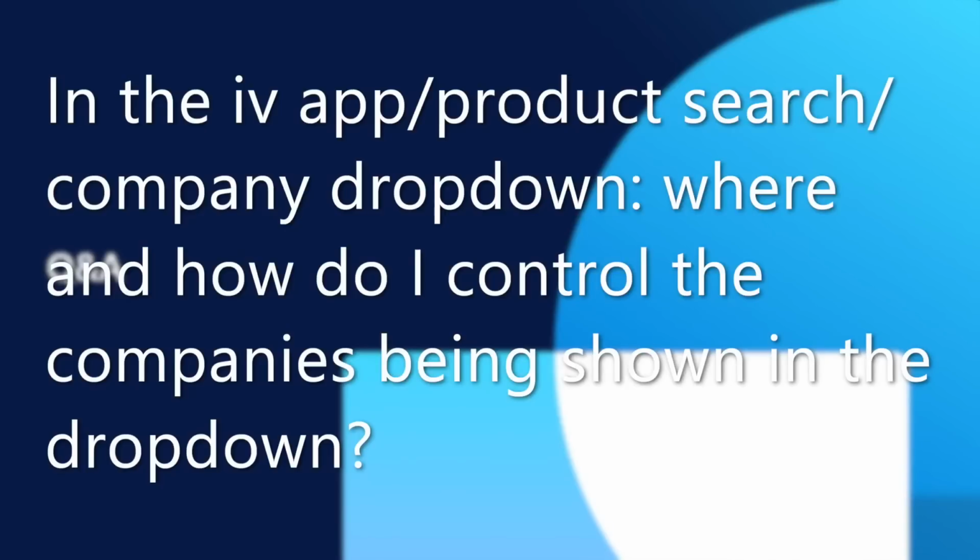I think that's what probably Steve you meant. Yeah, totally correct. The next question is, in the IB app or product search or company drop down, where and how do I control the companies being shown in the drop down? I believe this question has something to do with security. Like in FNO, we have security roles and permissions to view certain company and certain data. Do we have any kind of security framework as part of Dataverse or IBS?